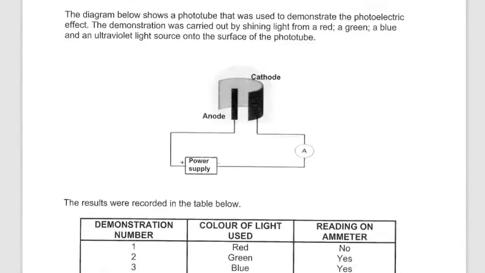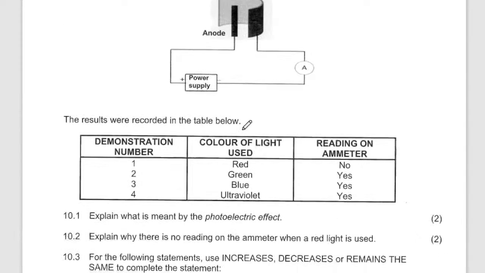Then question 10. The diagram below shows a photo tube that was used to demonstrate the photoelectric effect. The demonstration was carried out by shining light from red, green, and ultraviolet sources onto the surface. They gave us the demonstration number, the color of the light, and the emitter ring. Can we explain what is meant by the photoelectric effect?